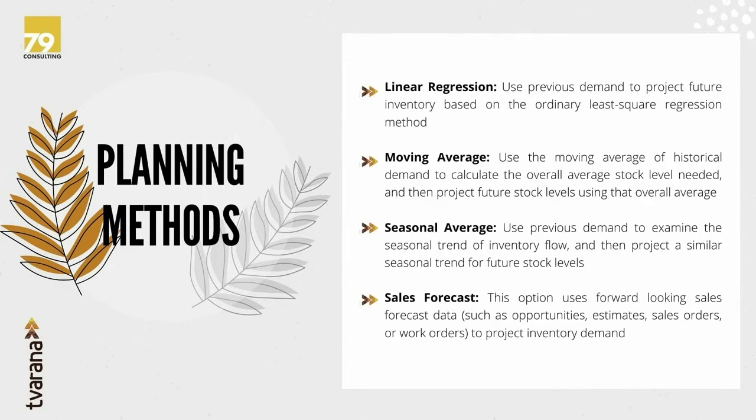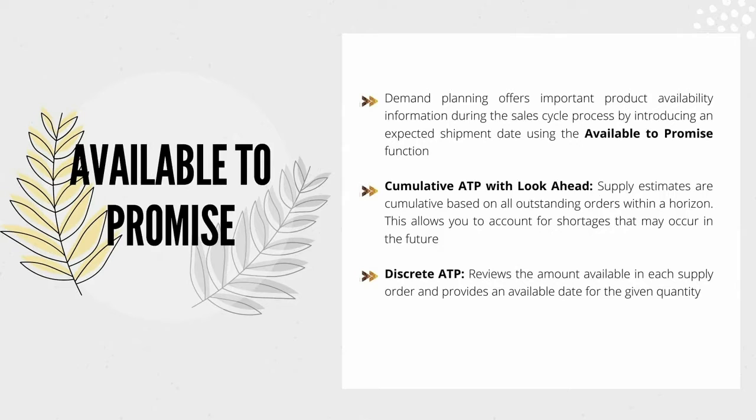Included with NetSuite demand planning can be determined by one of two different calculations. One is cumulative ATP with look ahead. Using the cumulative ATP with look ahead method, supply estimates are cumulative based on all outstanding orders within a horizon. This allows you to account for shortages that may occur in the future. And we have discrete ATP also.